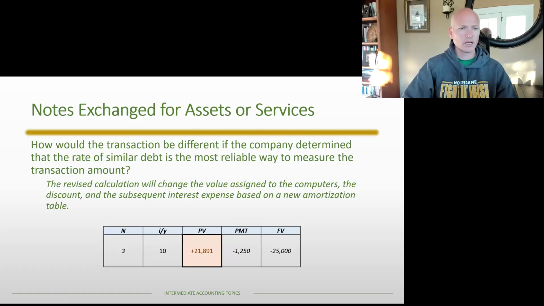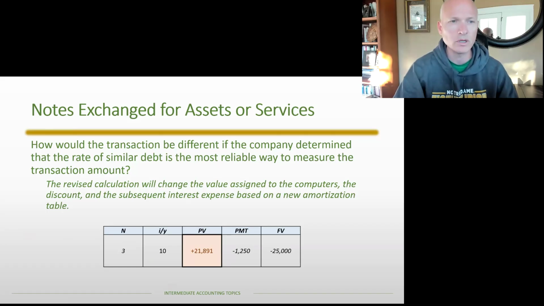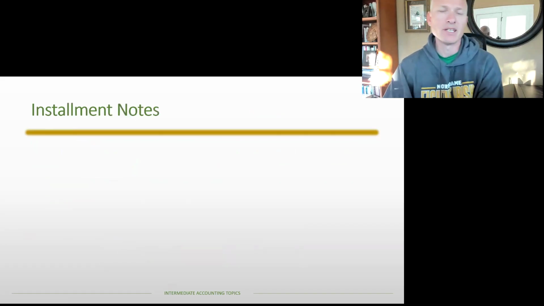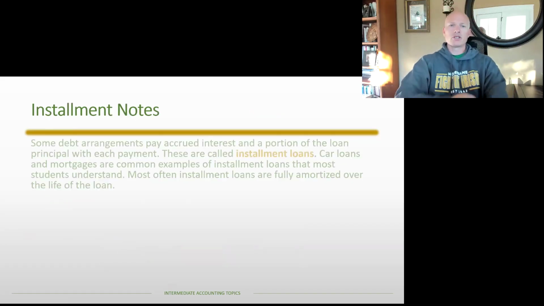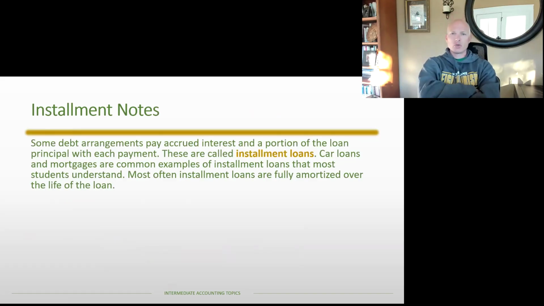All right, so we are picking it up right where we left off on the last one. Now we're going to talk about installment notes. Installment notes are a situation where you pay off accrued interest, and then you also pay down a portion of the principal with each payment. Again, these are installment loans.